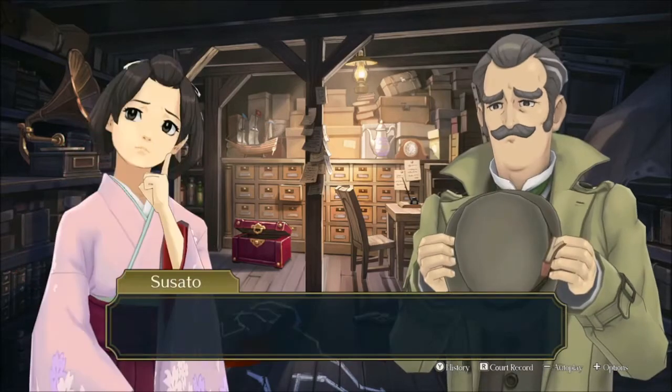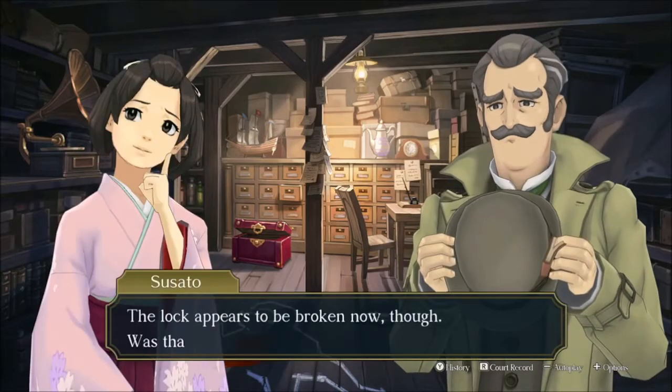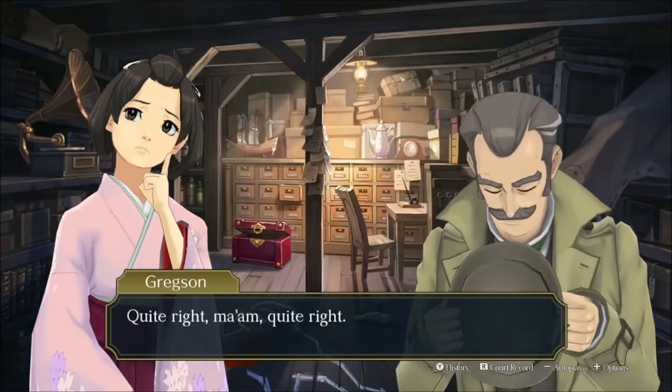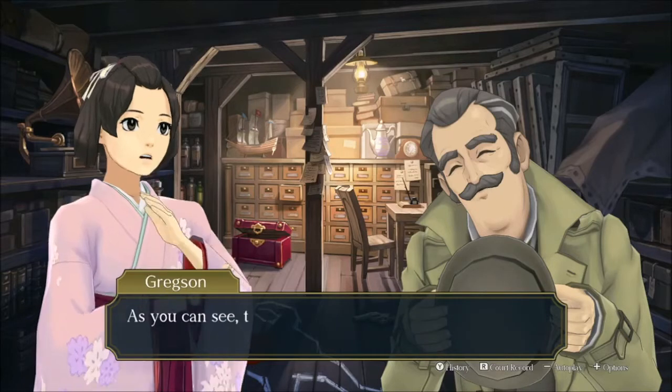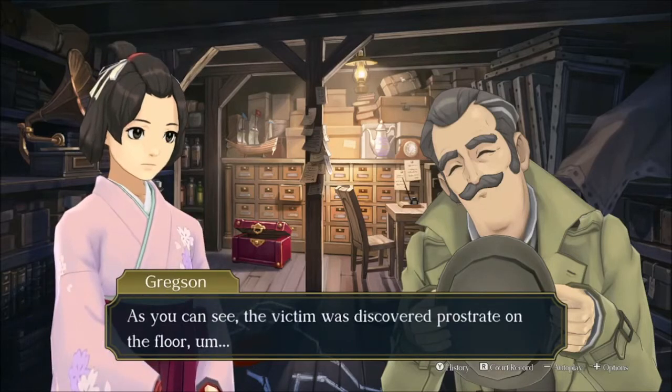Man, another locked room murder mystery. Oh boy. Of course, there was a big hole in the door, so, I mean, the culprit probably just manipulated the lock that way.